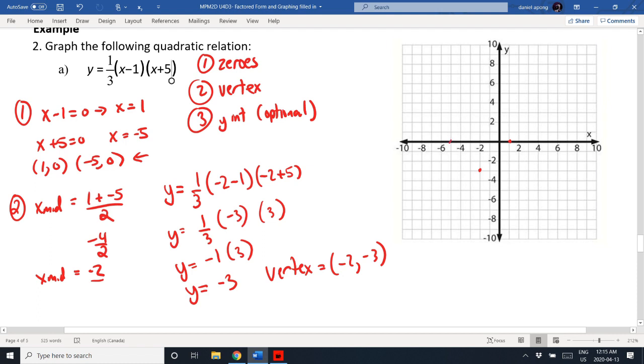So we have something like that, and then we can just draw our parabola like that. It doesn't have to be perfect. And we know our axis of symmetry. If we wanted to draw that on here, we could do it, and we know it passes right through the middle of the vertex, where x is equal to -2.